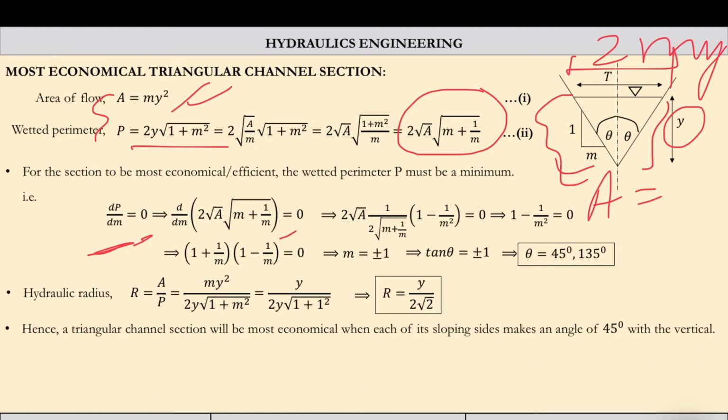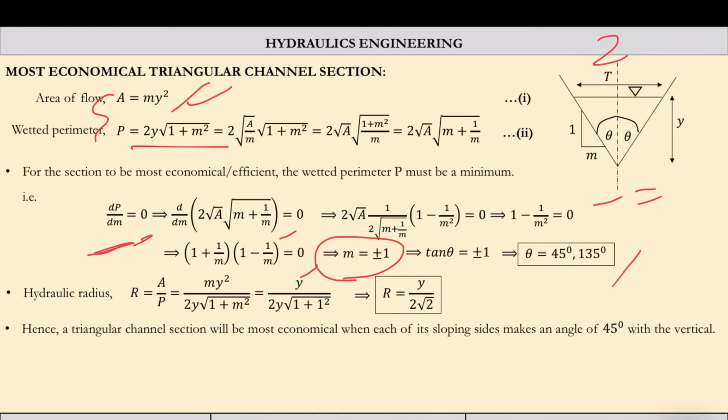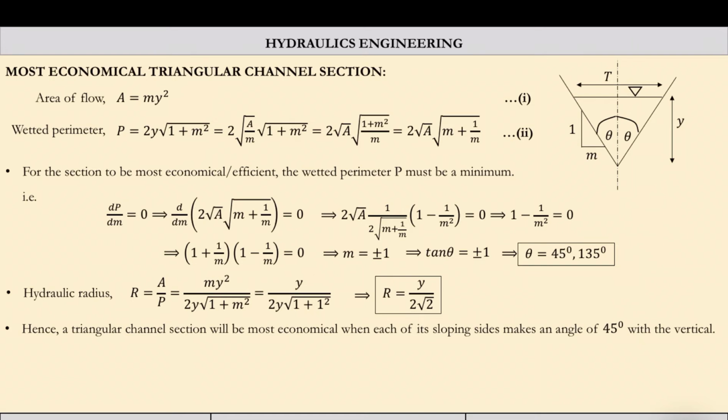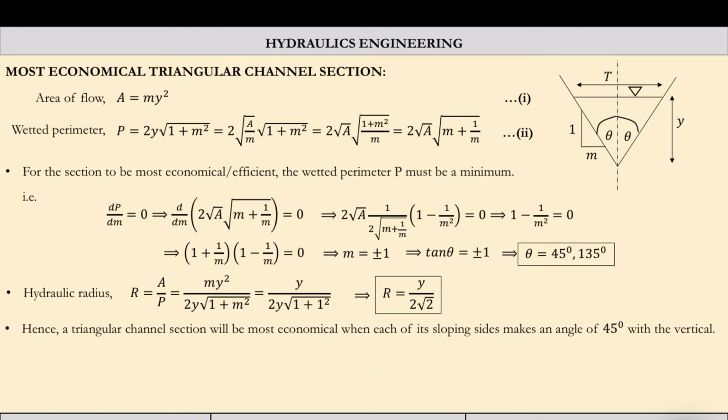Take the differentiation of this expression, you will get the equation 1 minus m square is equal to 0. So 1 plus m and 1 minus m will be 0, and m is nothing but plus minus 1. So tan theta is plus minus 1. That means theta can be 45 degree or theta can be 135 degree. By common sense or just observation, you can see theta cannot be equal to 135. If theta is 135, you can see this type of channel section is not going to allow the flow. So theta has to be 45 degree.